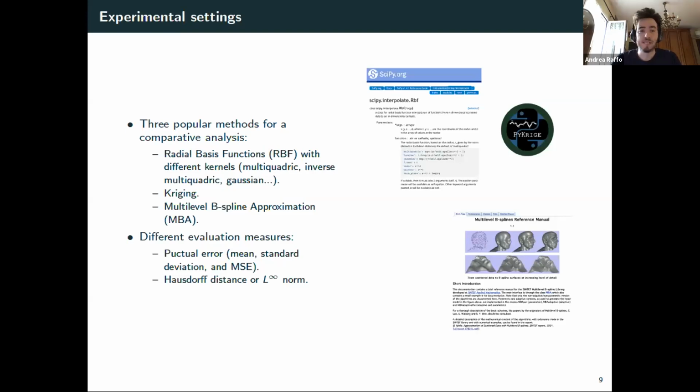For our comparative analysis, we are going to consider methods which have proved to be highly resistant on real-world data, namely radial basis function with different kernels, Kriging, and multi-level B-spline approximation. For assessing the quality of the approximation, we are going to consider statistics of absolute punctual error, for example, mean, standard deviation, and mean square error, the Hausdorff distance, or the L infinity norm when it makes sense.